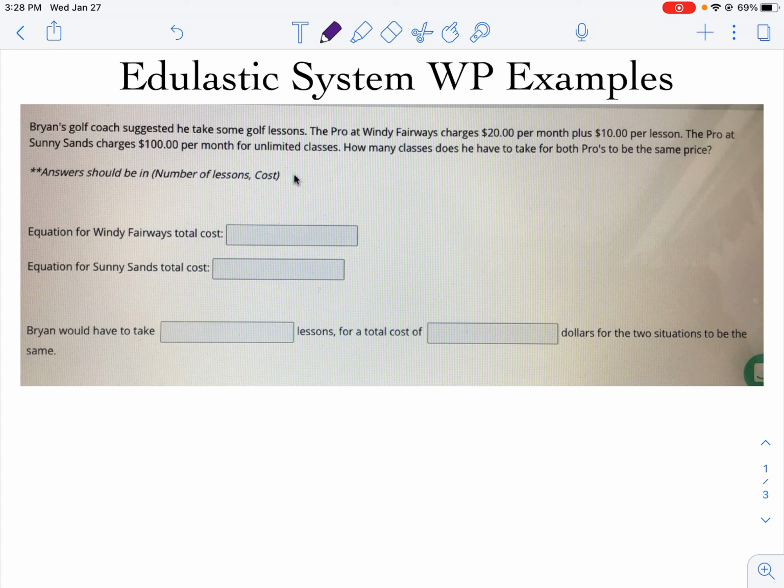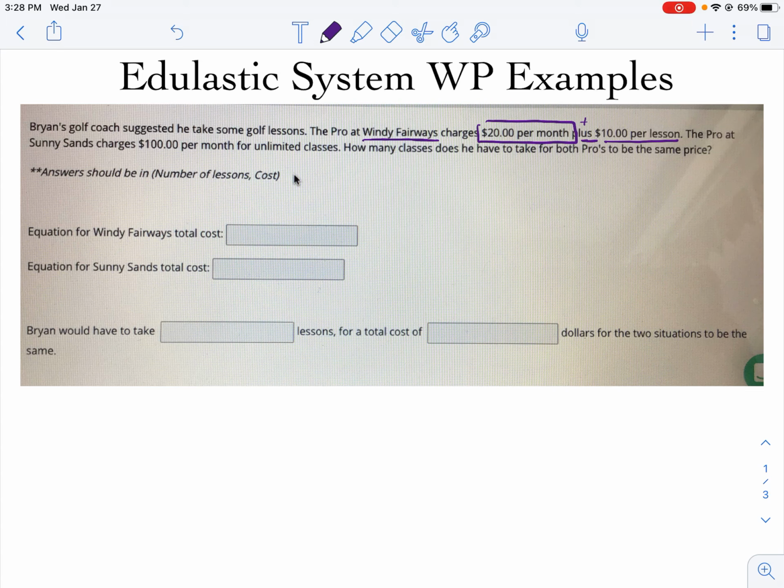So Brian's golf coach suggested he take some golf lessons. There's a golf pro at Windy Fairways. So we've got one place here, Windy Fairways. They charge $20 per month. Here's our per month, plus, so we know that's an add, $10 per lesson, okay?